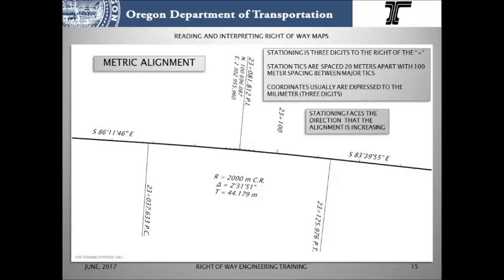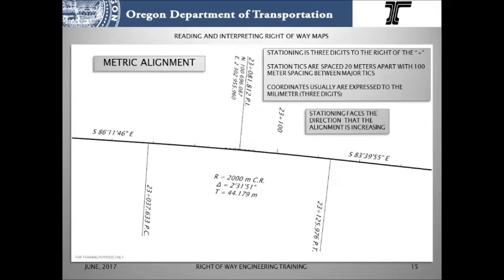Okay, now metric alignments, we do not do metric drawings anymore, metric projects. There was about a 10-year period that we were, so there are metric maps out there. The difference between metric alignments and English alignments, for one, the stationing is 3 digits to the right of the plus symbol. The station ticks are spaced 20 meters apart, and there's 100 meters spacing between the major ticks. The coordinates usually are expressed to the millimeter. That would be 3 digits. Sometimes you will see 4 digits on the coordinates for the PI stations. The reason that they want that extra digit, both on the metric and the English, was for rounding errors.